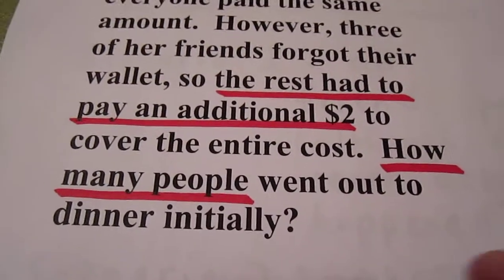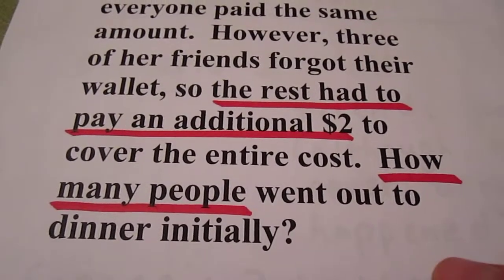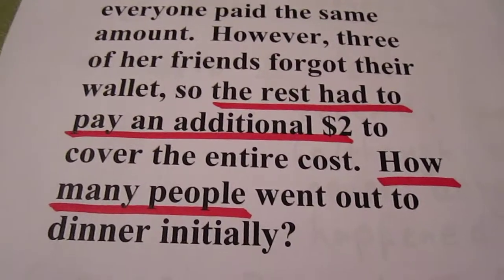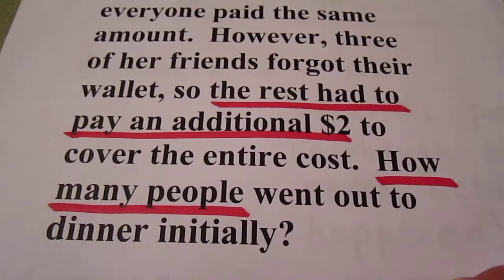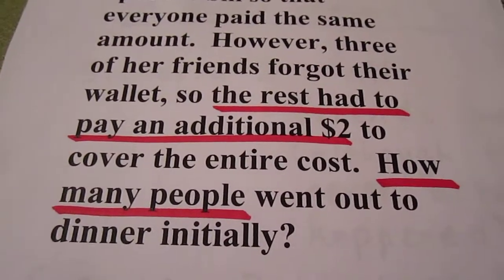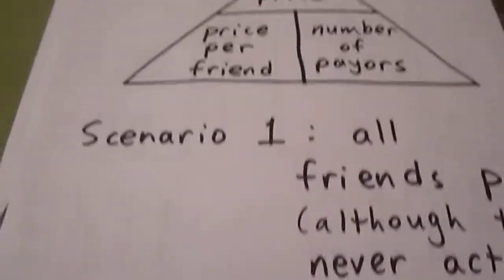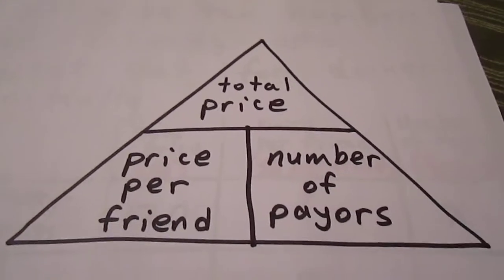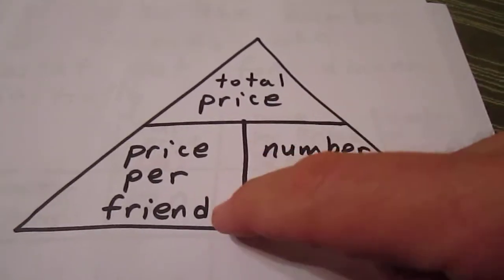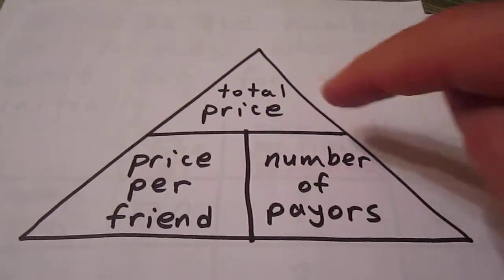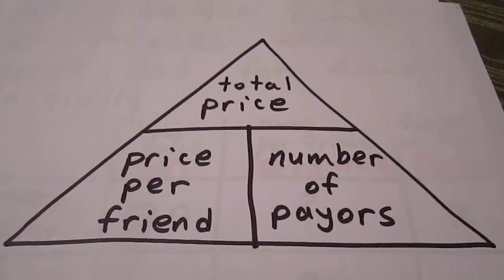So we can get those 3 variables into a relationship: the number of people who went out to dinner, the cost per person, and the total cost. I like to put these into a pyramid where we can say that the price per friend is equal to the total price over the number of people who paid.